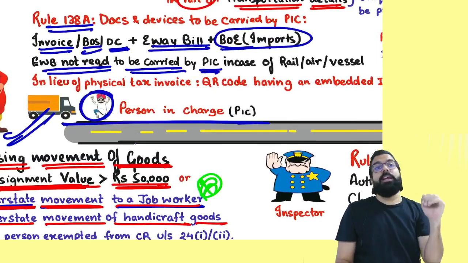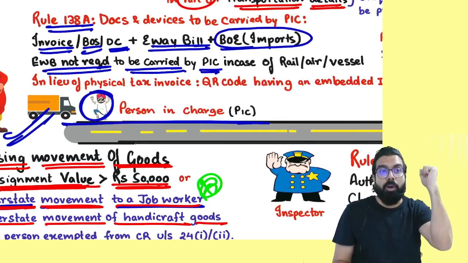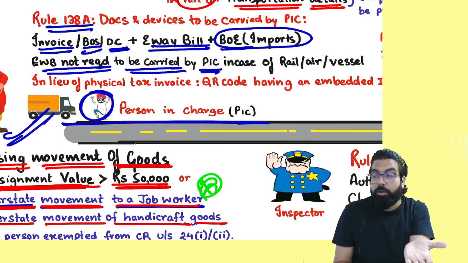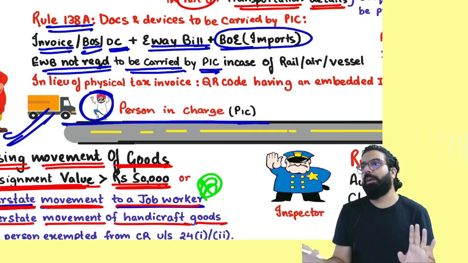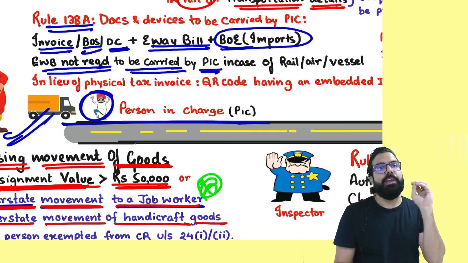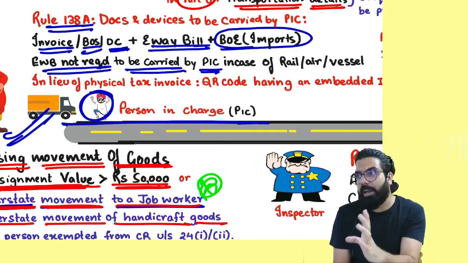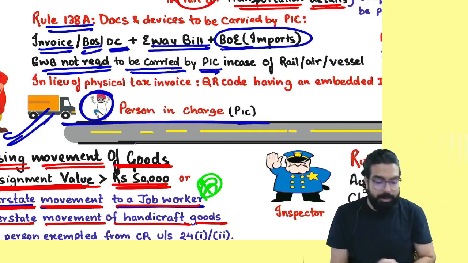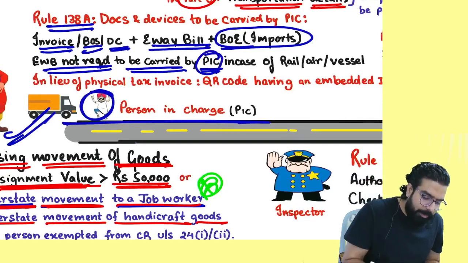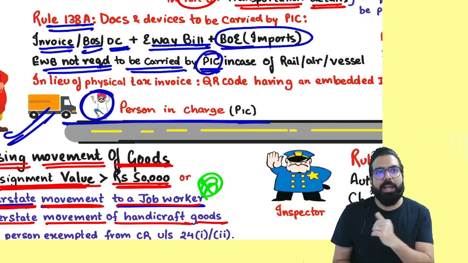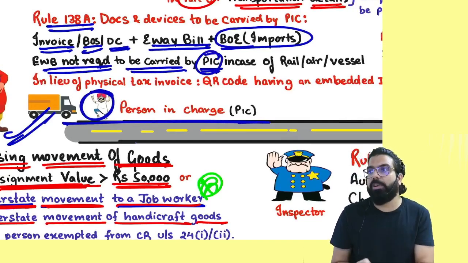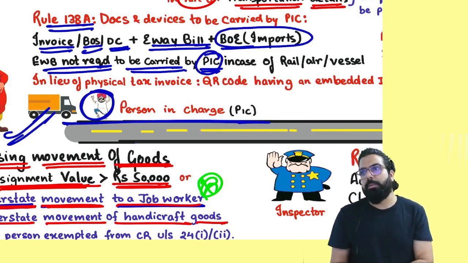In case of plane, will the pilot carry the e-way bill? Do you think the officer will come in the air and tell the pilot, give the e-way bill? Not required. In case of air, ship, or train, the e-way bill is not required to be carried by the person in charge, I mean the train guard, or the driver, or the pilot of the plane. They are not required to carry the e-way bill.